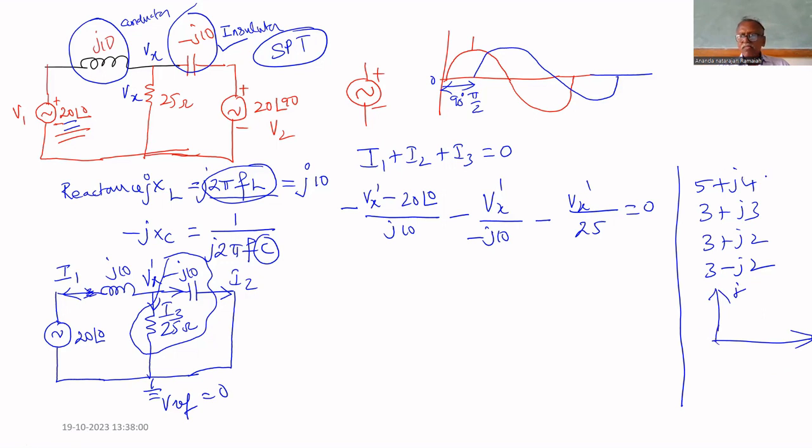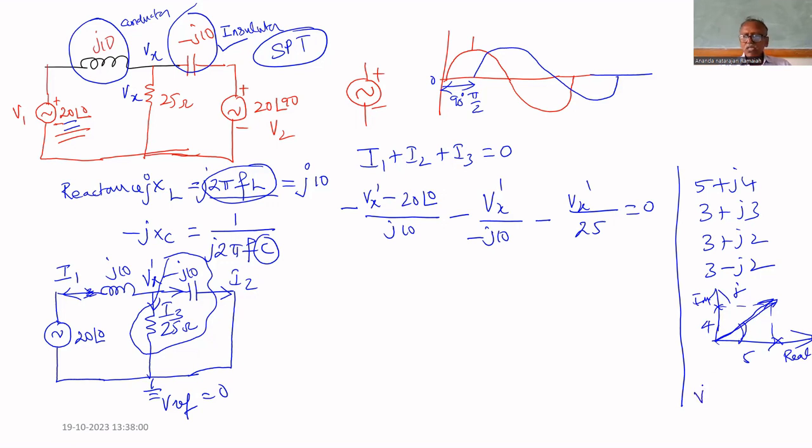So what is the meaning of 5 plus J4? Along the real axis the length is 5, and along the J axis the length is 4. Therefore, the vector is this. The vector is represented by 5 plus J4. But we can represent this in another way: with a magnitude and an angle with the real axis.